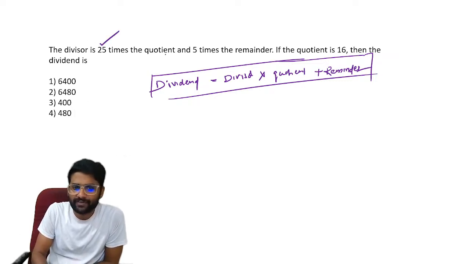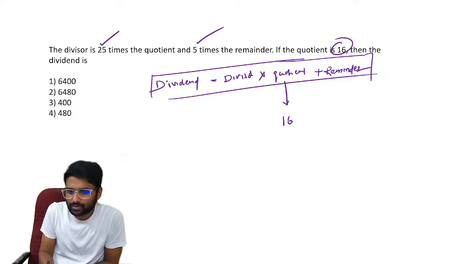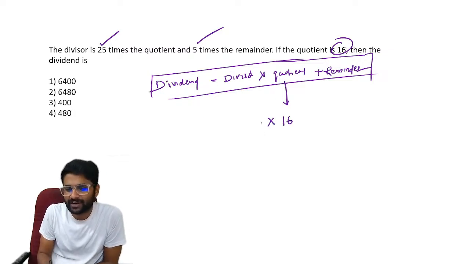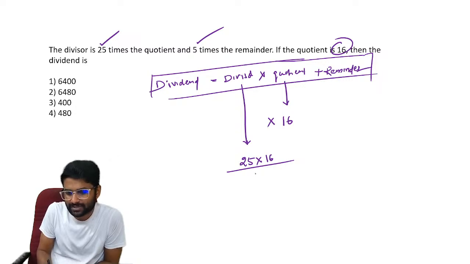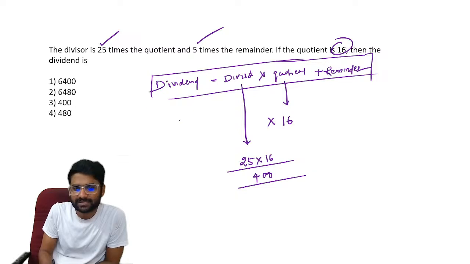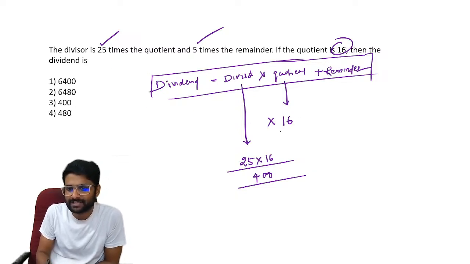Divisor is 25 times the quotient and 5 times the remainder, if the quotient is 16. Let's take that quotient is 16. What about the divisor? Divisor is 25 times, guys. 25 into 16 is exactly equal to 400. So divisor is 25 times the quotient and 5 times the remainder, guys.